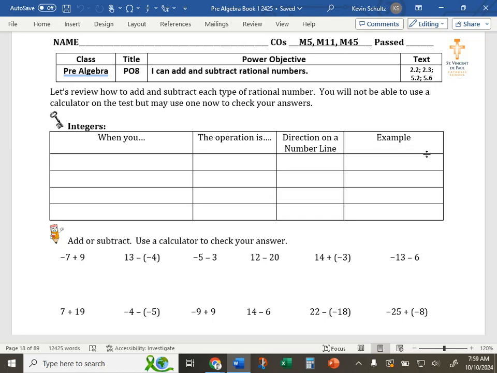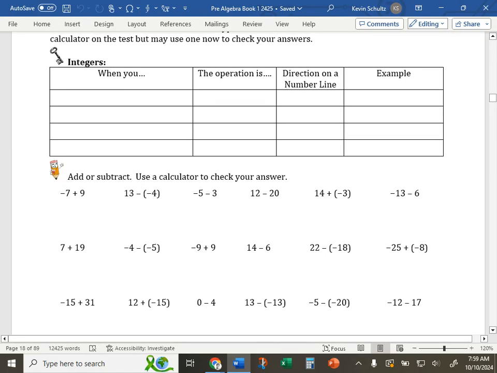So, starting with integers, this chart can go on a help sheet, so I recommend that you put it on there. And what I want to point out, what makes integers difficult are negative signs. 13 minus negative 4, negative 5 minus 3, negative 15 plus 31. The thing about addition and subtraction is it's all about which direction you're going on the number line. You get that in your head, the rest is just, well, I won't say it's easy. But that's the key here.